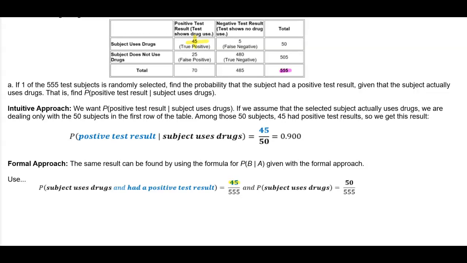And it says the probability that the subject uses drugs. Well, the total amount of subjects that use drugs is 50. So that means we're going to have 50 over the total of 555.